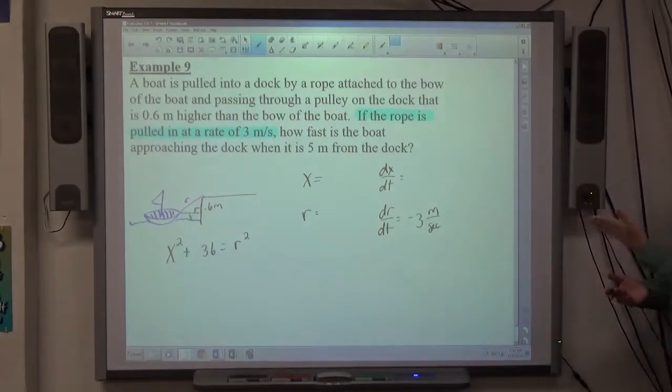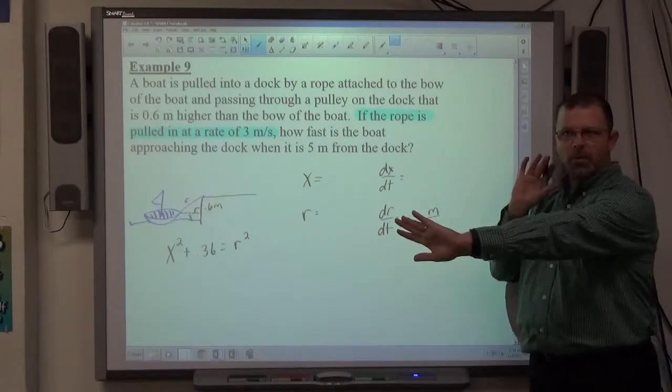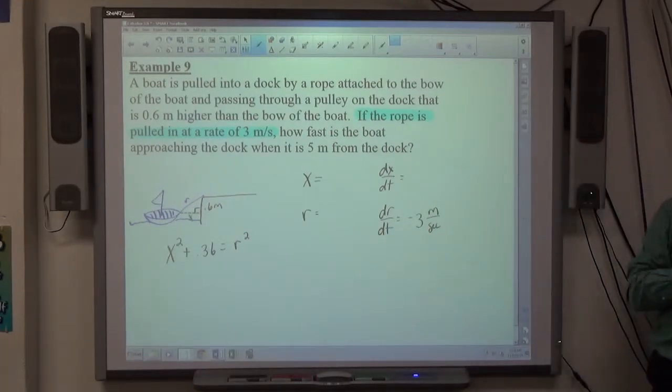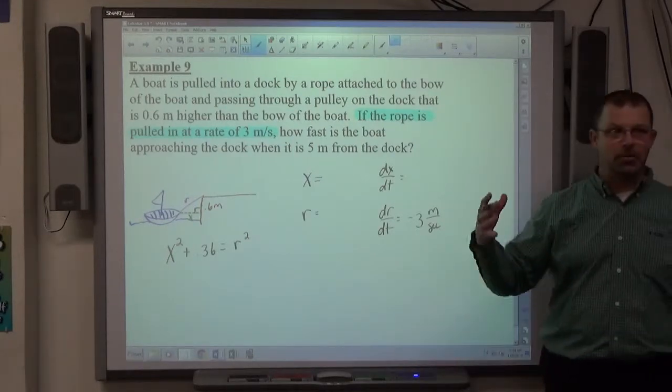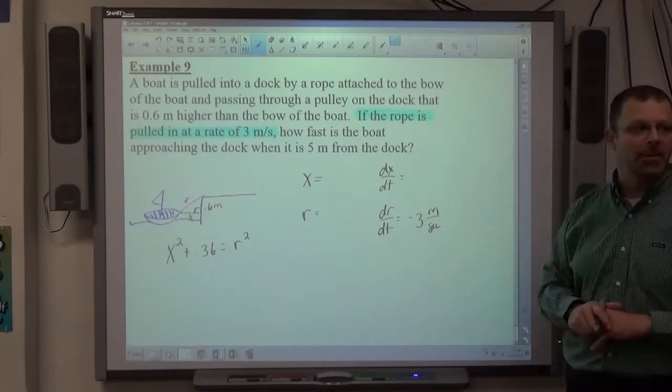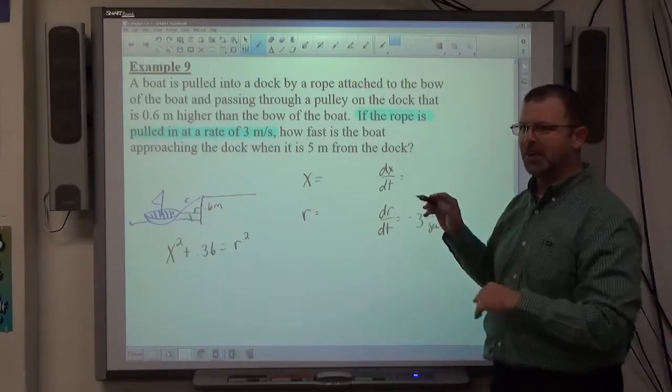And it makes sense that we should get dx over dt being a negative value here also, right? Because if r is shrinking, then the boat should be getting closer to the dock. If the boat's going away from the dock while the rope is shrinking, that means your rope broke and you're in trouble. So if you're doing this problem and you get the wrong sign on your answer, just know that you probably messed up somewhere. So be careful and take a look at your work.